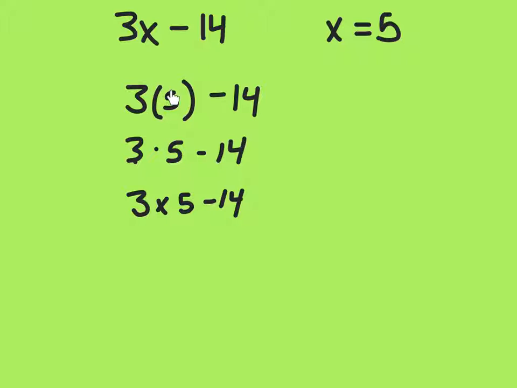The reason why you put it in parentheses, because what would it look like if I didn't put it in parentheses? It would look like this, wouldn't it? And 35 minus 14 is going to give me a lot different answer than if I do 3 times 5 minus 14, isn't it? Alright, well, I digress, so let's get back on track here. We were really working with this right here, 3 times 5 minus 14.